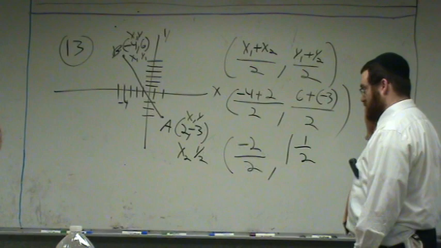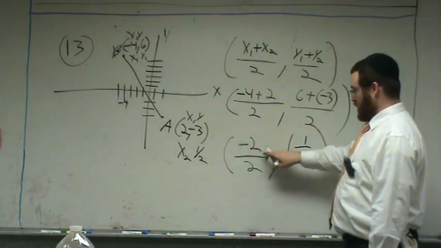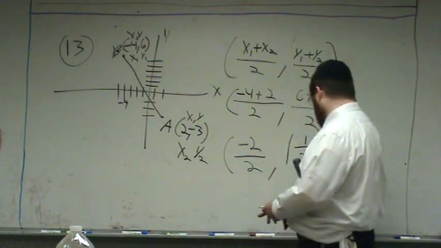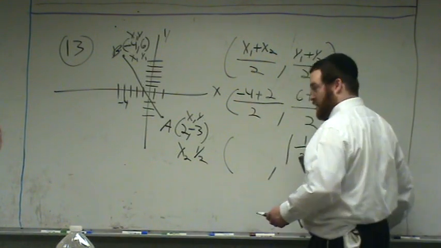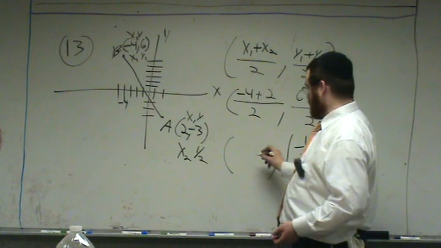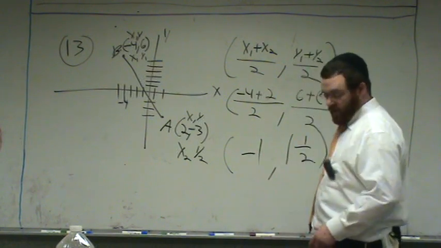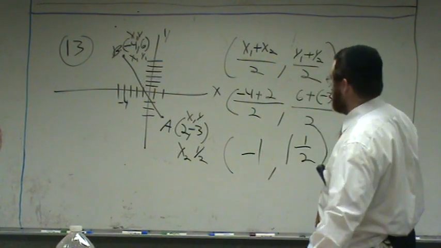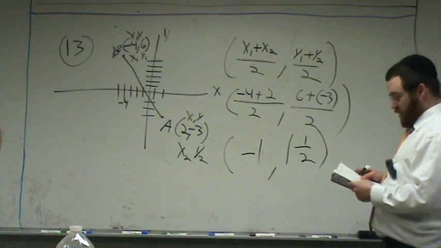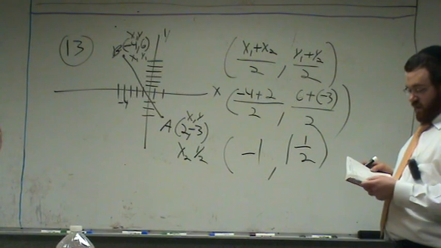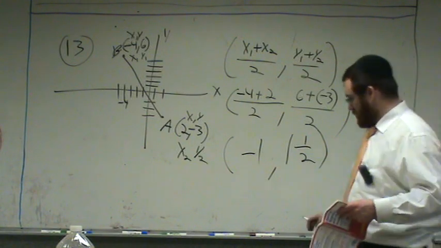We'll see what the answer is. Now, negative 2 over 2 can be simplified. 2 divided by 2 is 1, but it's an odd number of negatives. It's negative 2 over 2, so it's negative 1. So the final answer is the midpoint of this line segment is x negative 1, y 1 and a half, which happens to be answer 2.